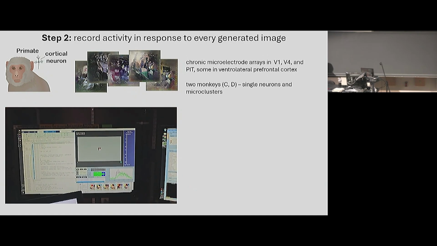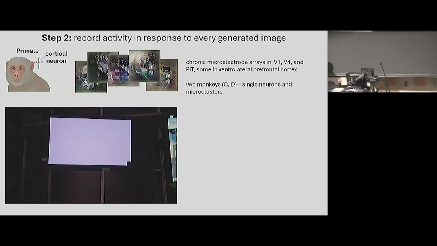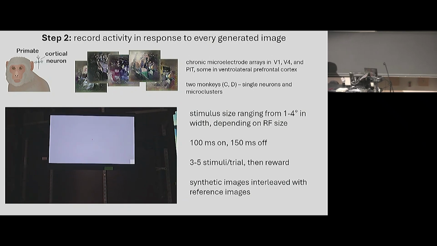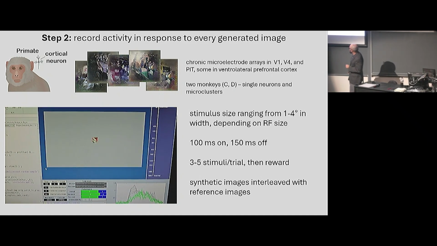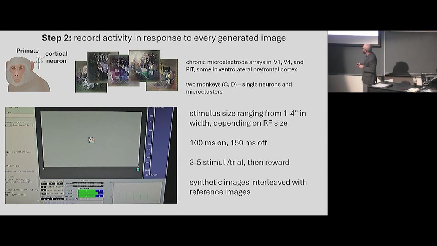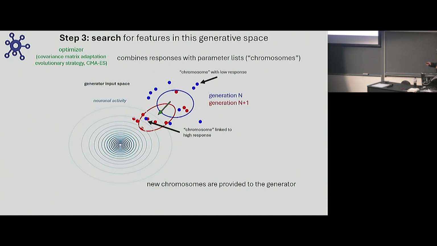That rhythm: the images flash at 100 milliseconds on, 150 milliseconds off, 3 to 5 stimuli per trial. And then we also interpose some natural images to keep track of the stability of the recording, to make sure that we're not losing isolation, and that changes in the firing rate aren't just us fooling ourselves. The point is we record the responses from each individual neuron, and then we provide this information to the search algorithm.